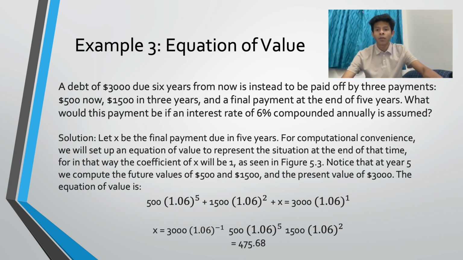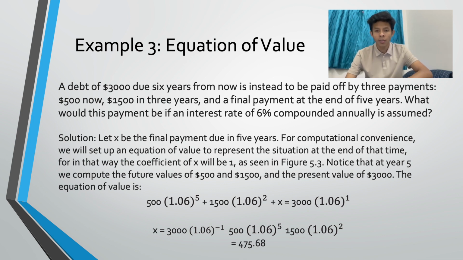As I explained before, this is the equation of value. We will go to the example for equation of value. A debt of 3,000 due in 6 years from now is instead to be paid off by 3 payments: 500 now, 1,500 in 3 years, and a final payment at the end of 5 years. What would this payment be if an interest rate of 6% compounded annually is assumed?